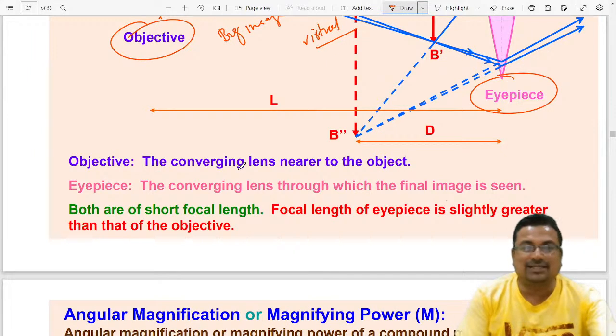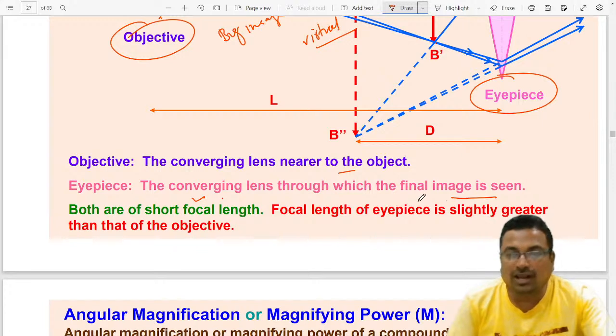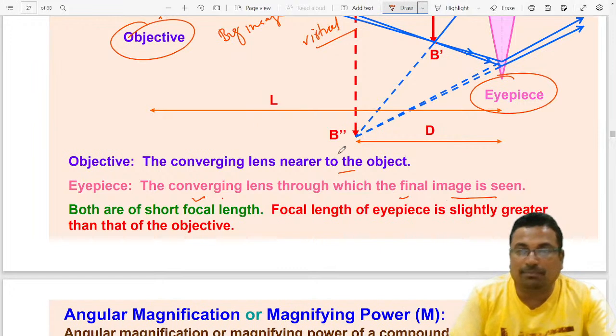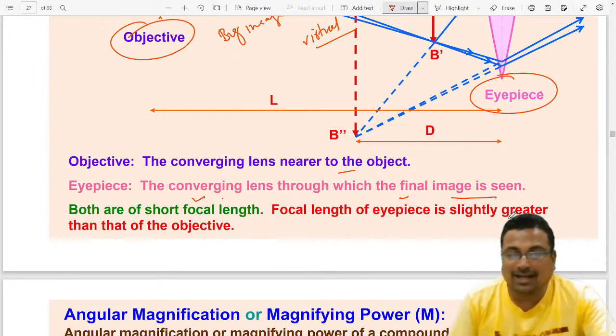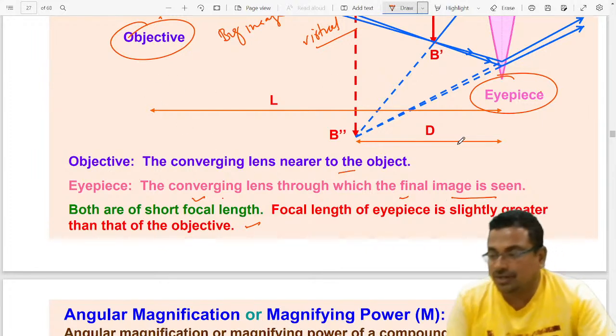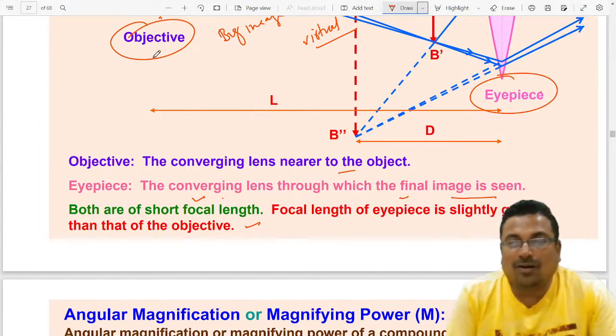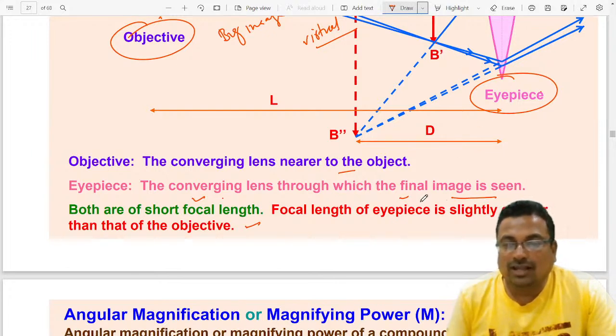Objective is a converging lens near to the object. Eyepiece is a converging lens through which the final image is seen. Both have a short focal length, but as compared to the objective, the focal length of the eyepiece is slightly greater than the objective.